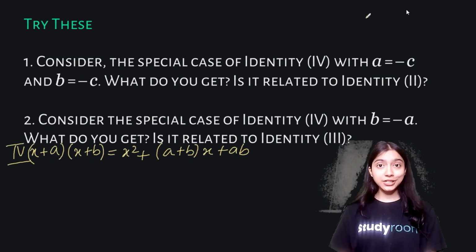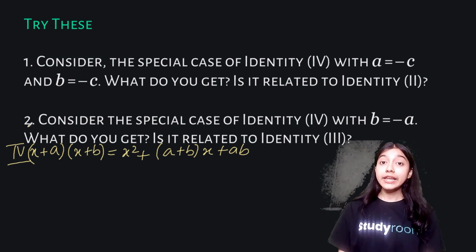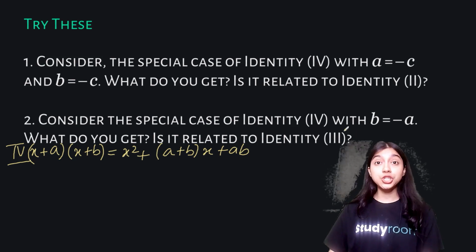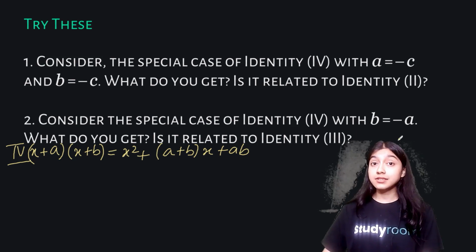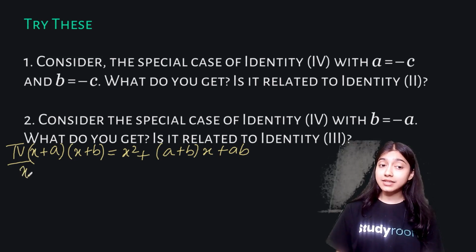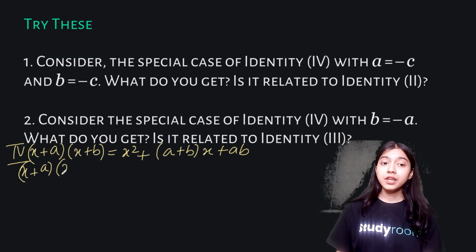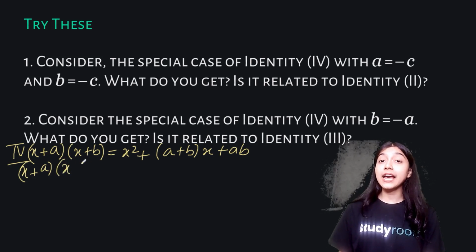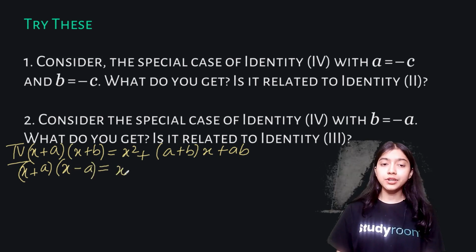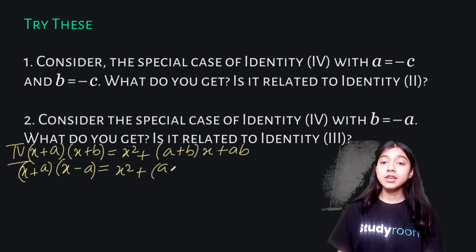Now let us take another special case of identity 4. In this case, what we will do is, we will keep a as it is and we will change b. We will write minus a in place of b. Let's do and check what happens. So I'll keep x as it is and a as it is in identity 4 and I'll change b. That is x. Instead of b, I have to write minus of a. So I wrote minus a over here. Now, in place of x, I have to write x only. No changes over here. And in place of b, I have to write minus of a.